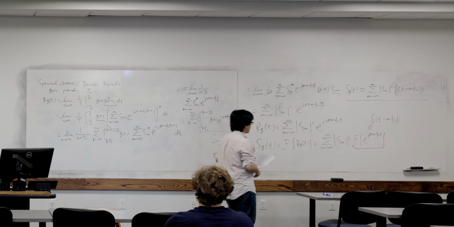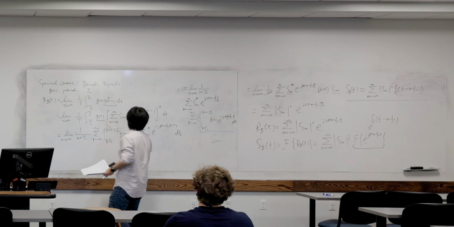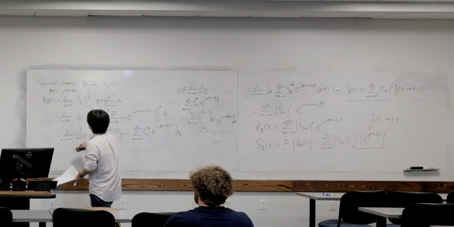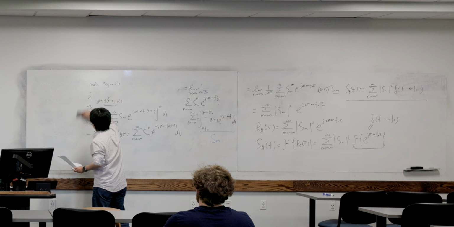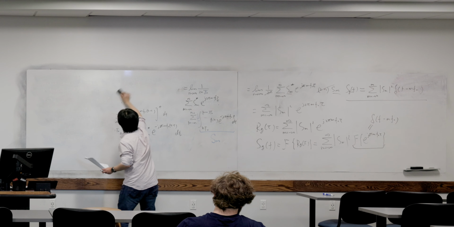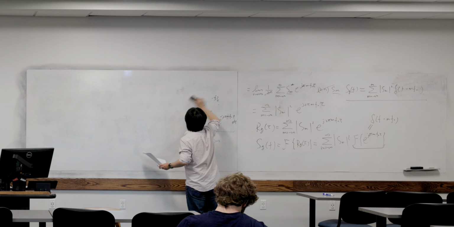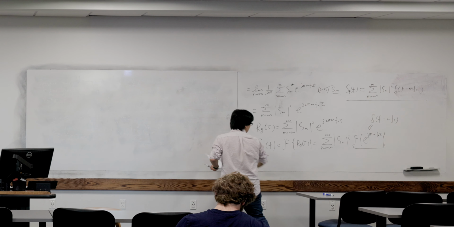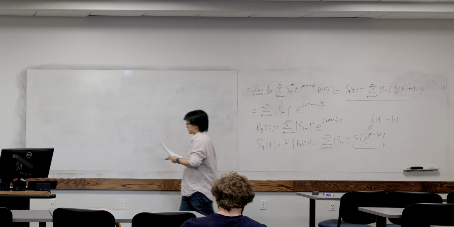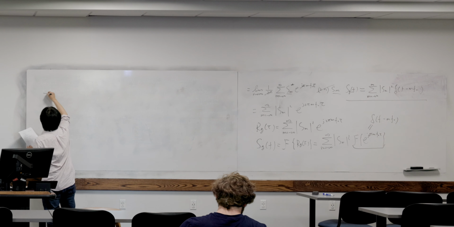Okay, if that makes sense, let's see a very simple example. We're going to see the example of the square waveform again. Let's see what the power spectral density looks like. So we consider a square waveform like this.